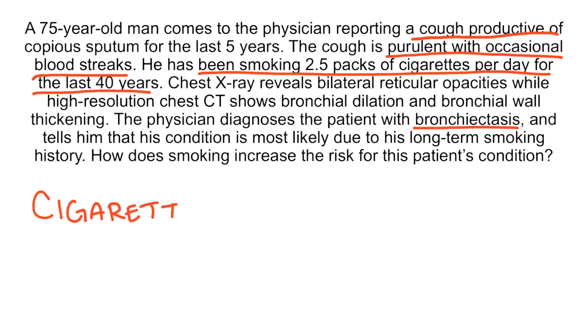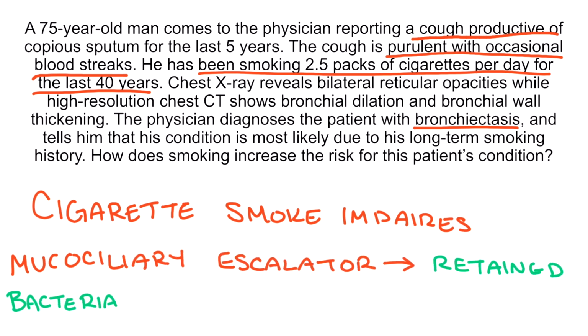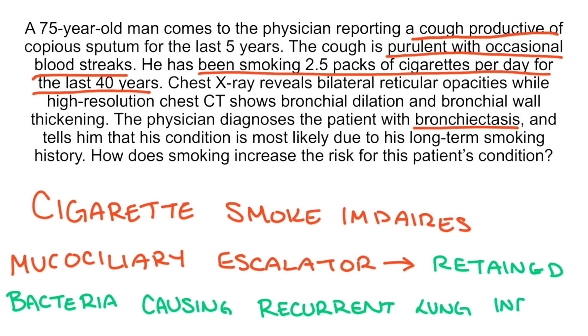Cigarette smoke causes immobility of the respiratory cilia. Therefore, inhaled bacteria are no longer cleared via the mucociliary escalator, and those bacteria cause recurrent infections. This is how a patient with long-term smoking history might develop bronchiectasis. And that concludes our lecture on asthma and bronchiectasis.